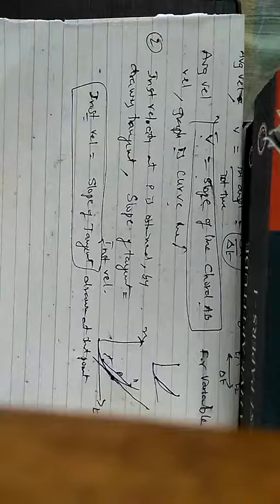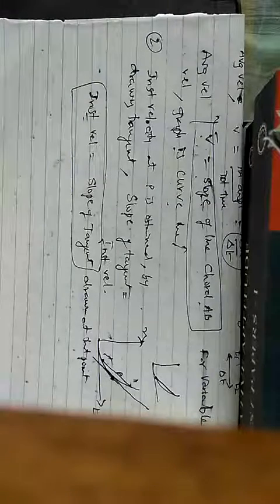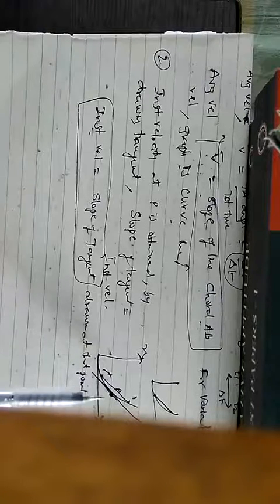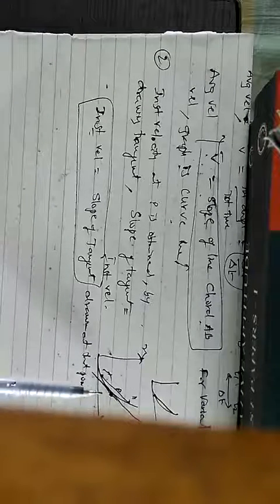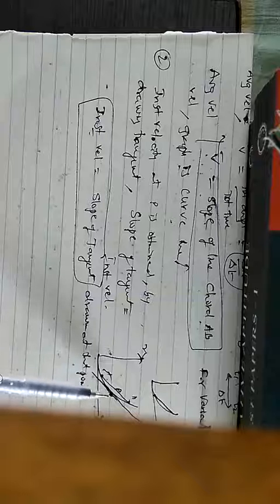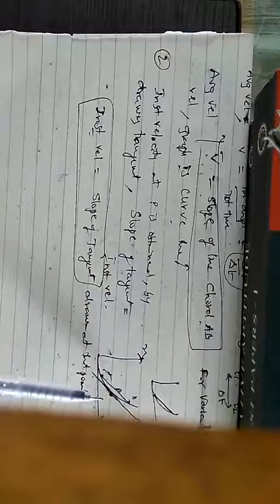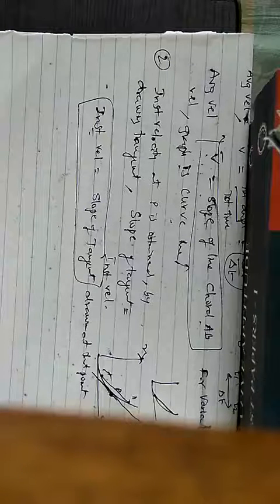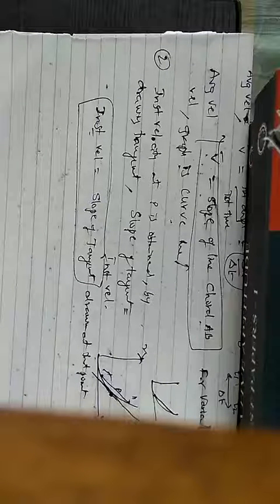So when velocity is variable, the graph is a curve like this. When the graph is a curve, average velocity is obtained by finding the slope of the chord, and instantaneous velocity is obtained by finding the slope of the tangent. You have to remember these two points. This is only for your knowledge purpose.